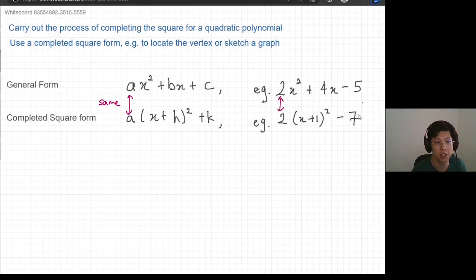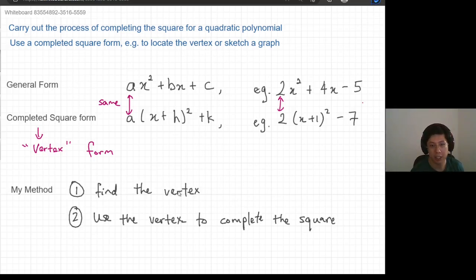In school, usually after we learn the conversion, we learn how to use this completed square form, which is usually used to locate the vertex or to sketch the graph. In this video, I'm going to do something slightly different. The key thing about the completed square form is it's also known by another name. It's also known as the vertex form. So I'm going to approach the conversion in a completely opposite way by first finding the vertex, then doing the conversion. So once again, that's find the vertex first, then use the vertex to complete the square.